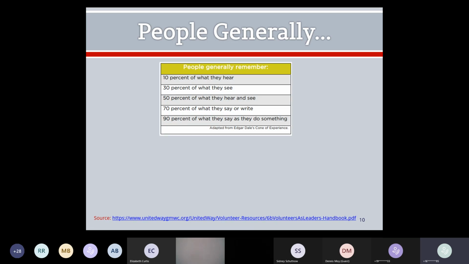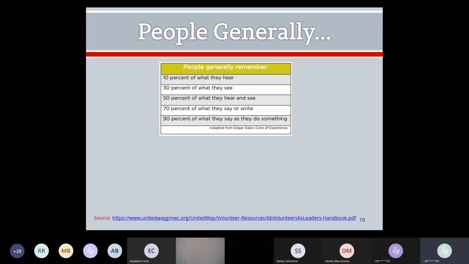This is Edgar Dale's Cone of Experience scale that I've always found helpful. People generally remember 10% of what they hear, 30% of what they see, 50% of what they see and hear, 70% of what they say or write, and 90% of what they do. So as I do these webinar series, I know you guys are probably going to retain about 30 to 50% of what we talk about.